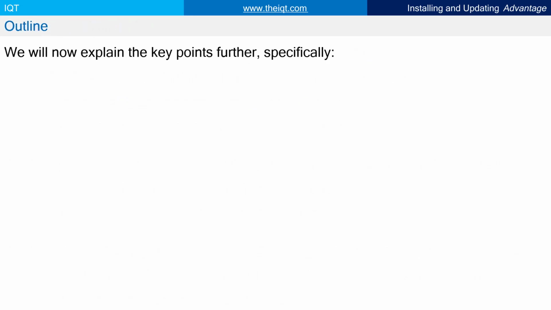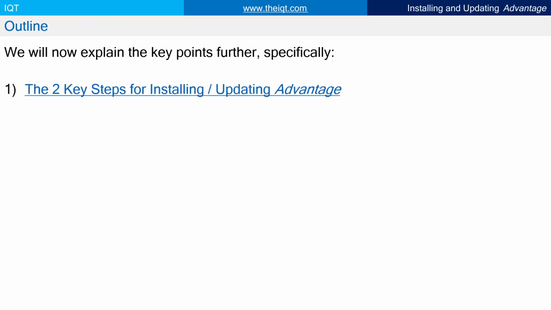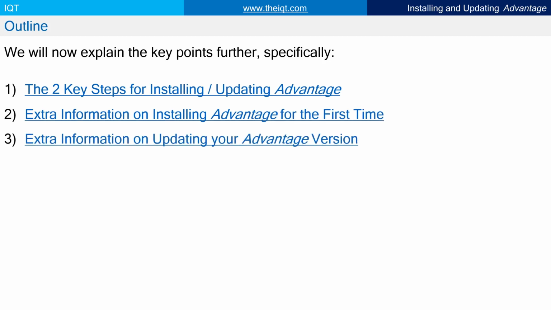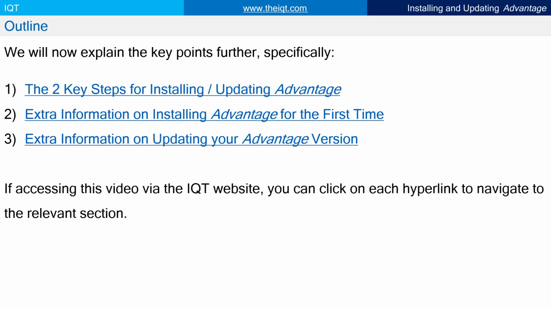We will now explain the key points further, specifically. 1. The two key steps for installing or updating Advantage. 2. Extra information on installing Advantage for the first time. 3. Extra information on updating your Advantage version. If accessing this video via the IQT website, you can click on each hyperlink to navigate to the relevant section.